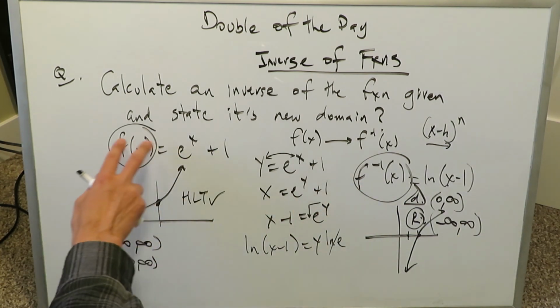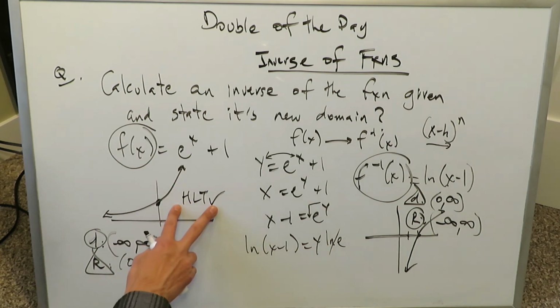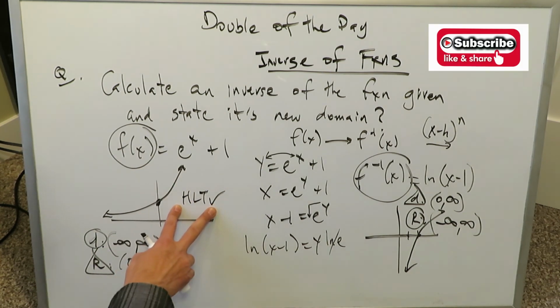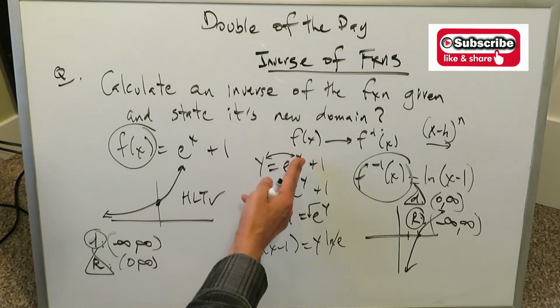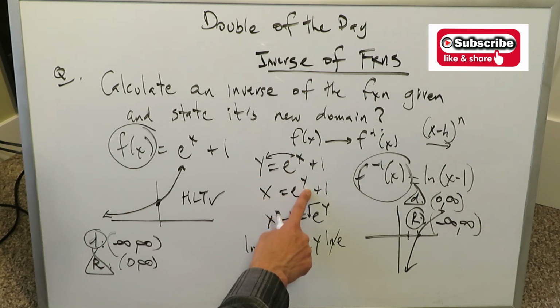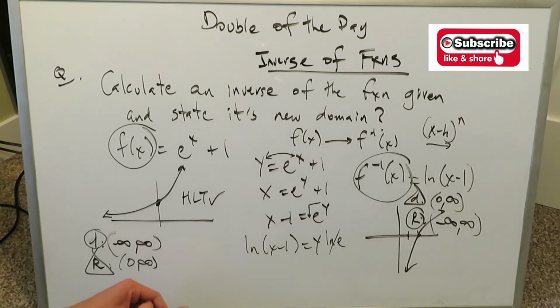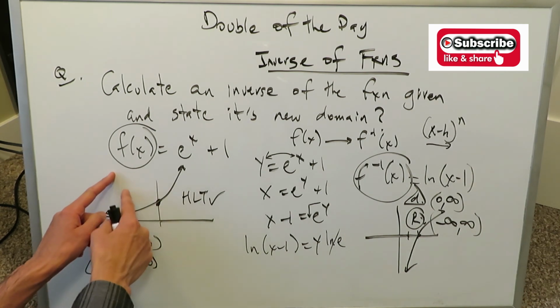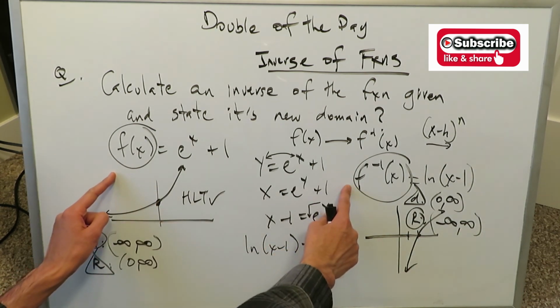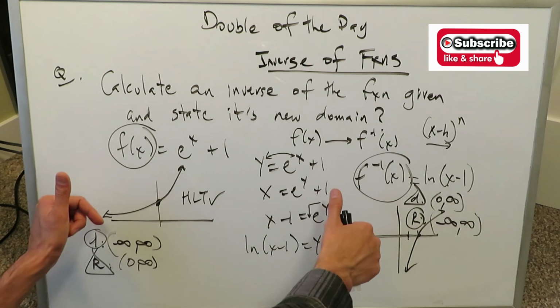But again, if you have a function given and you have determined it succeeds in the horizontal line test, how do you find the inverse? You flip the letters around and you solve for the new y. And then always think in the back of your head that the domain and range of the original function and the new inverse function will be flipped around.